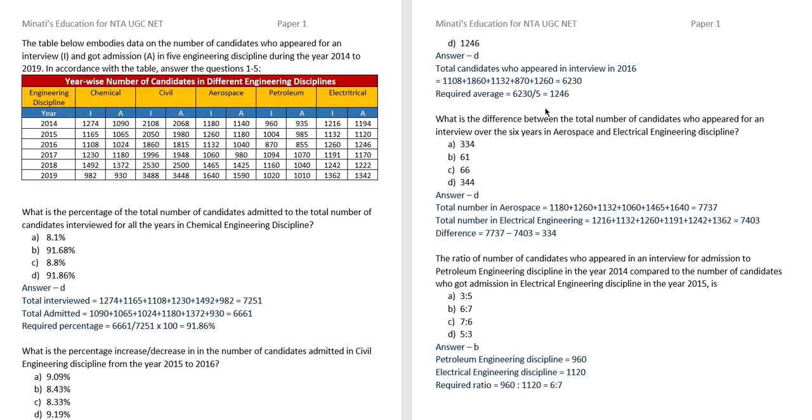So this class is related to data interpretation. If you are an aspirant of the UGC NET or SET for 2023, please pay a little bit of attention to understand the problem.